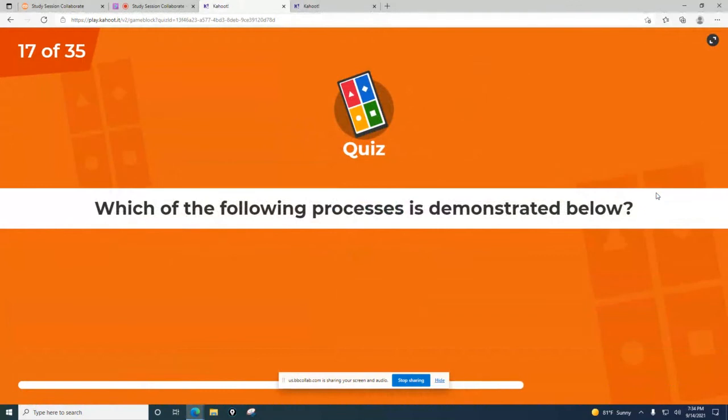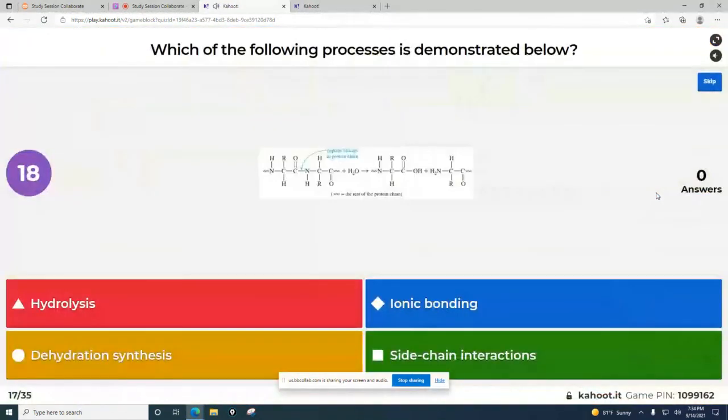Okay. So this is probably going to be the opposite one. I apologize, this is so small.